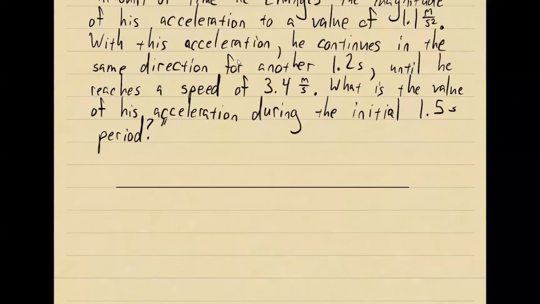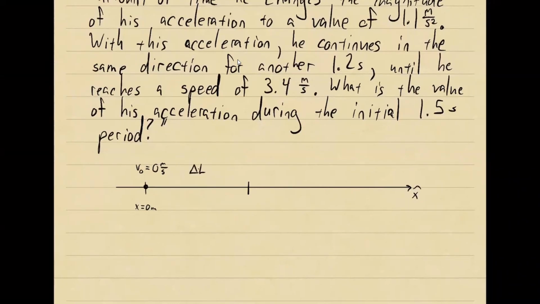I got something like this. This is the x-axis. Let's just say that this is x equal to 0 meters. And he initially starts here with an initial speed of 0 meters per second. And then he runs. He gets to a certain point. Let's say it's here.